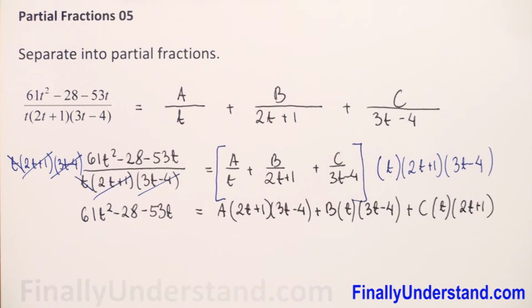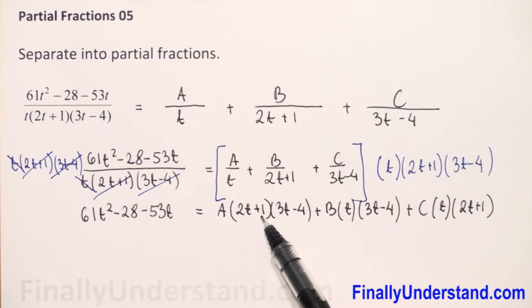So now we need to find unknowns A, B and C. The easiest way when you have linear terms is to do substitution. You have to just check these three terms, when one of these expressions will be 0.